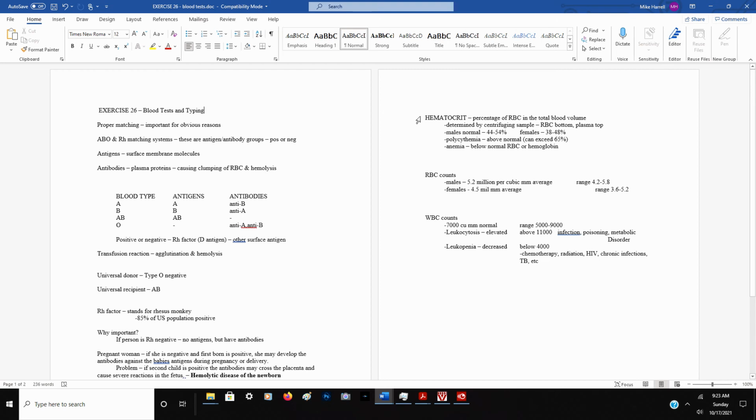Here's some other terms. Go with this up here. Hematocrit. Now remember, hematocrit's never just a number. Always the percent that red blood cells make of your total blood volume. And again, that's ordinarily around 45%.